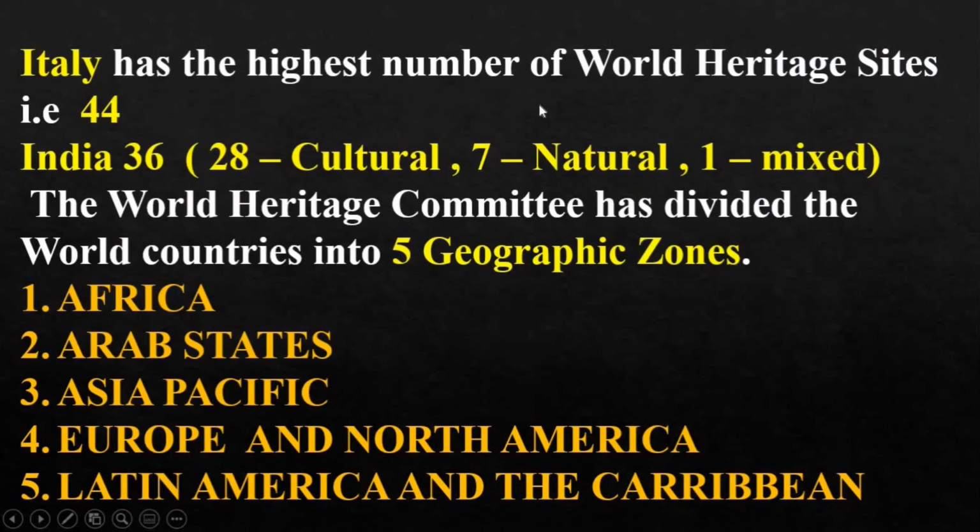Italy has the highest number of World Heritage Sites, that is 44. India has 36, from which 28 are cultural, 7 are natural and 1 is mixed. The World Heritage Committee has divided the world countries into 5 geographic zones. Following are the zones. First one, Africa. Second, Arab states. Third, Asia Pacific. Fourth, Europe and North America. Fifth, Latin America and the Caribbean.